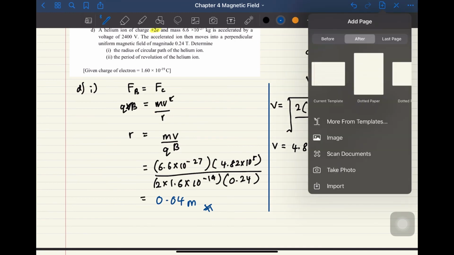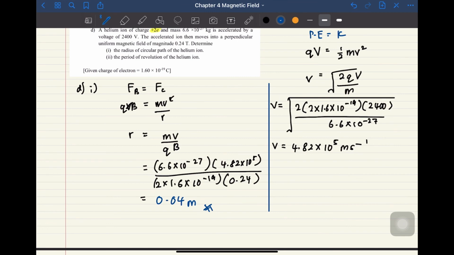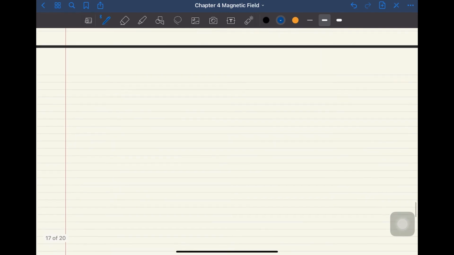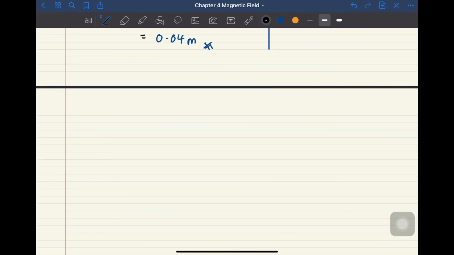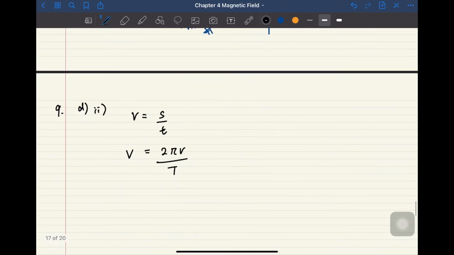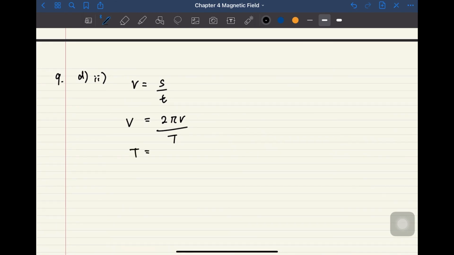Question number D2, they want to find the period of revolution of the helium ion. So for this one I think you can use the kinematic equation of linear motion. If you guys remember, v is equal to s divided by the time. But if we are talking about one complete circle, it will be 2 pi r divided by the period. So you want to find the period, so T is equal to 2 pi r divided by v.